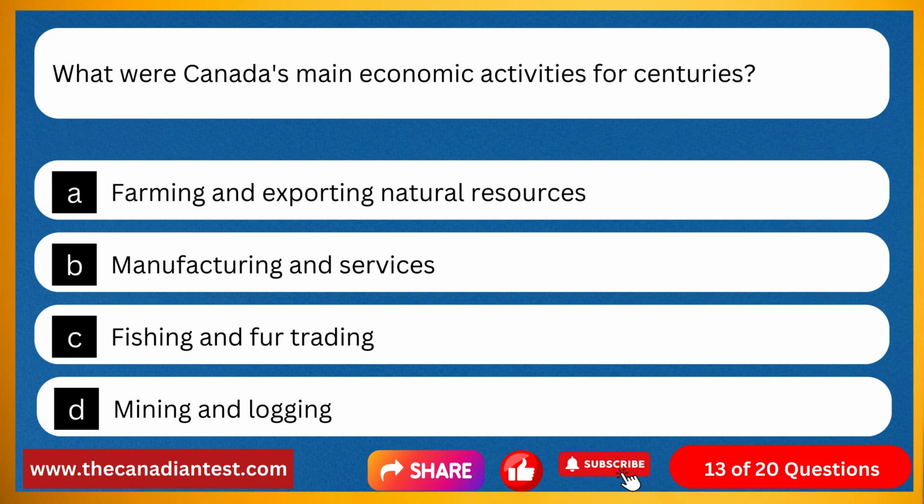Question 13. What were Canada's main economic activities for centuries? Option A, farming and exporting natural resources. Option B, manufacturing and services. Option C, fishing and fur trading. Option D, mining and logging.